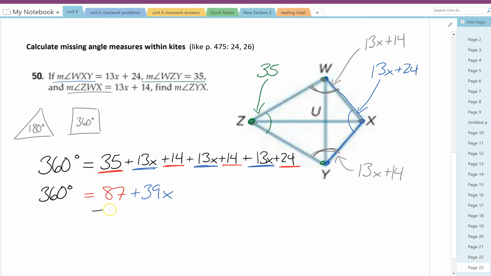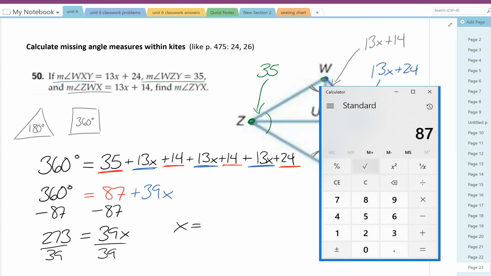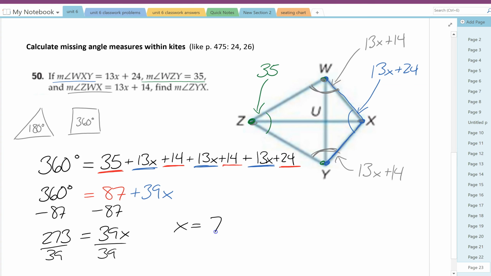I'm going to subtract 87 from both sides. And if I'm doing my math right here, it'd be 273 equals 39x. I'm going to divide both sides by 39. X is going to be 7. Okay, but it doesn't want to know x. It wants me to find ZYX. ZYX is this angle right here, which I know is 13x plus 14.